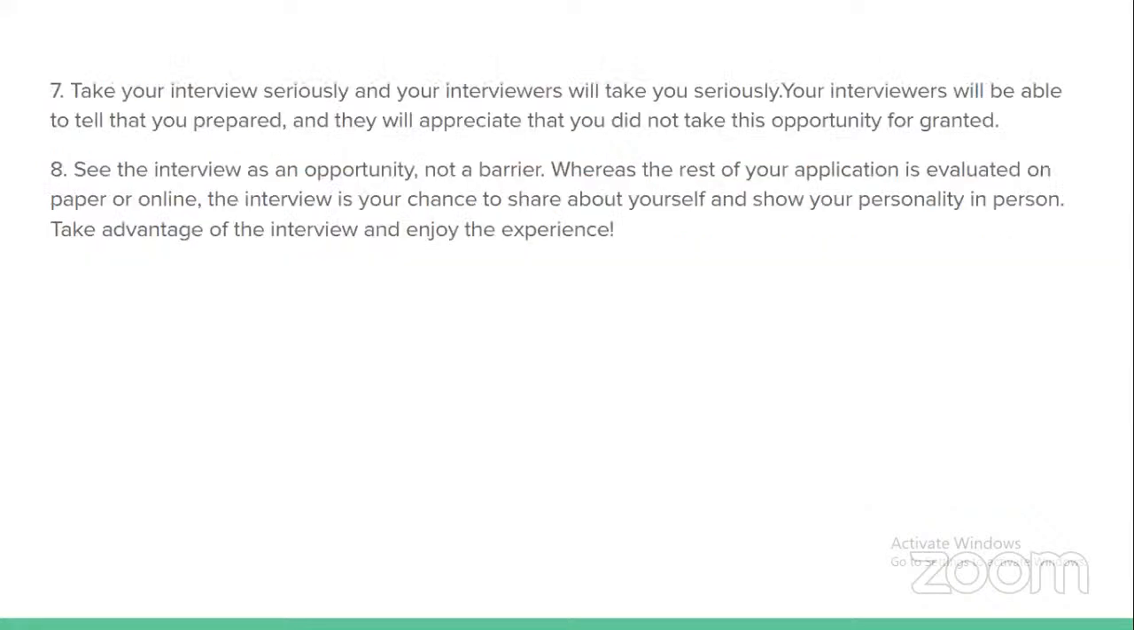More tips: you have to take your interview seriously, and your interviewers will take you seriously. Your interviewers will be able to tell that you prepared. It will be obvious that you prepared for your interview, and they will appreciate that you did not take this opportunity for granted. Also, you have to see the interview as an opportunity, not a barrier. Whereas the rest of your application is evaluated on paper or online, the interview is your chance to share about yourself and show your personality in person. You have to take advantage of the interview and enjoy the experience.